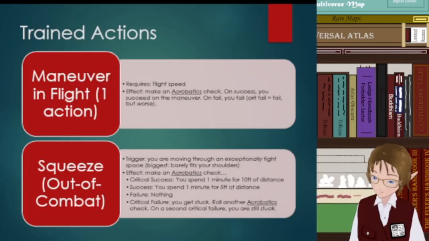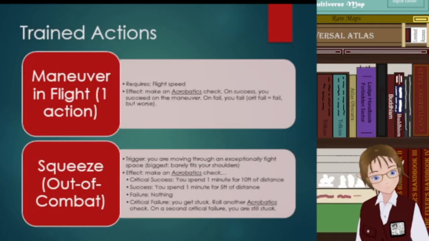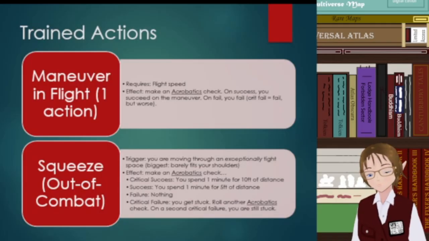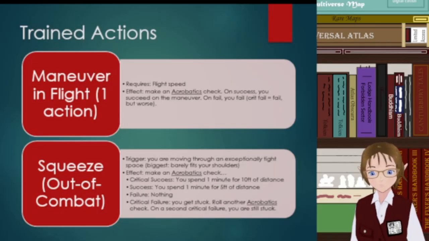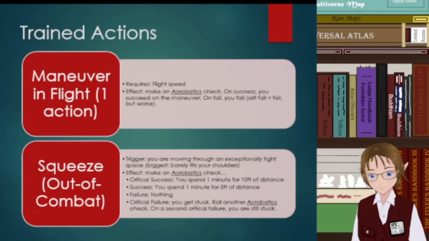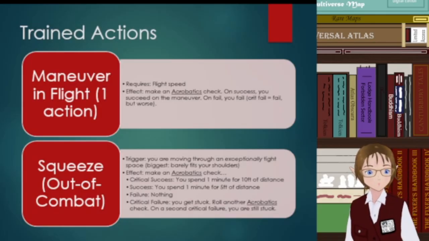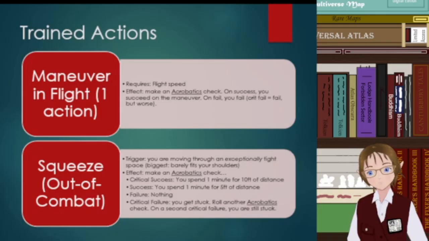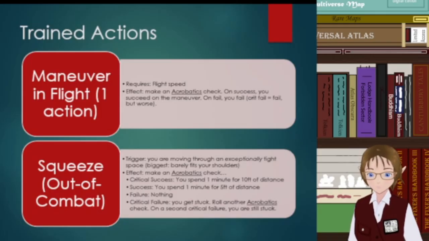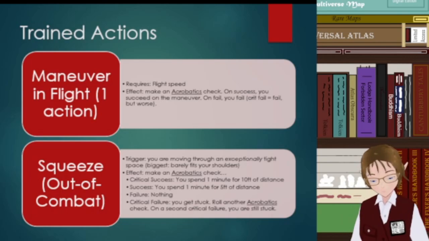The exception being if you're using a fly spell or somehow got a higher level item that gives you a fly speed. The way that Maneuver in Flight works is basically you make an Acrobatics check whenever you're trying to do an aerial maneuver. This could be something like flying against tough winds, diving, or otherwise something that just isn't easy. On a success, you succeed. On a failure, you fail.